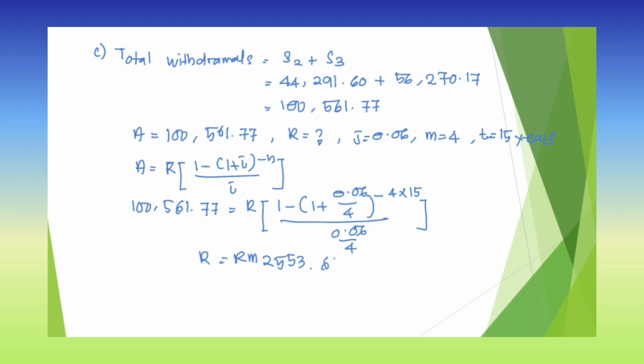Question D, calculate the effective rate equivalent to the nominal rate in part C. We are going to use the formula r_E equal to (1 plus i) to the power of m minus 1. So equal to (1 plus 0.06 over 4) to the power of 4 minus 1 equal to 0.0614, equals 6.14%.